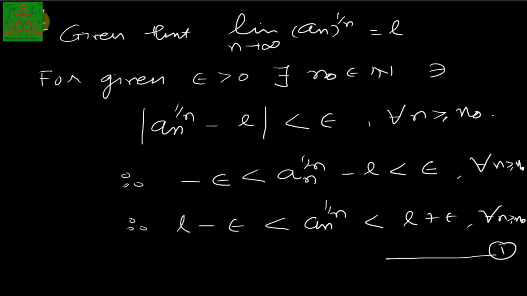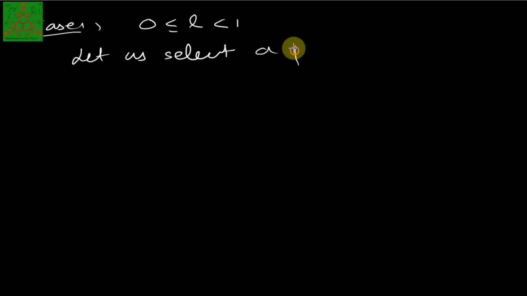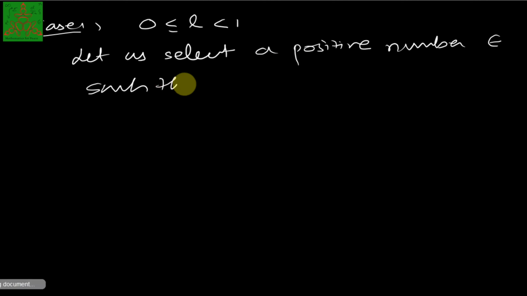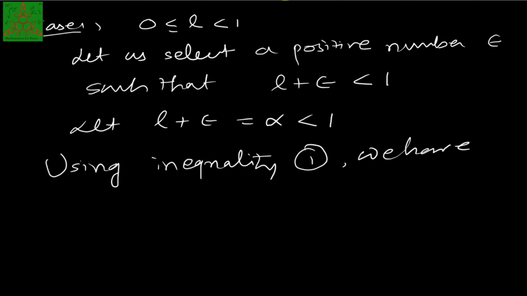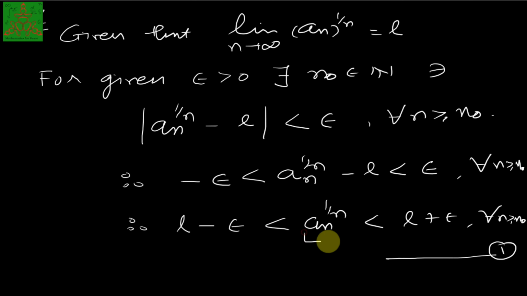Now, case 1 says that the value of L is between 0 and 1. Since the value of L is between 0 and 1, by the property of real numbers, we can select a positive number epsilon such that L plus epsilon is less than 1. Let us consider this L plus epsilon as alpha, and the value of alpha is less than 1. Now I will use inequality 1 and in that we will use this part. This is the value of alpha, that is L plus epsilon.